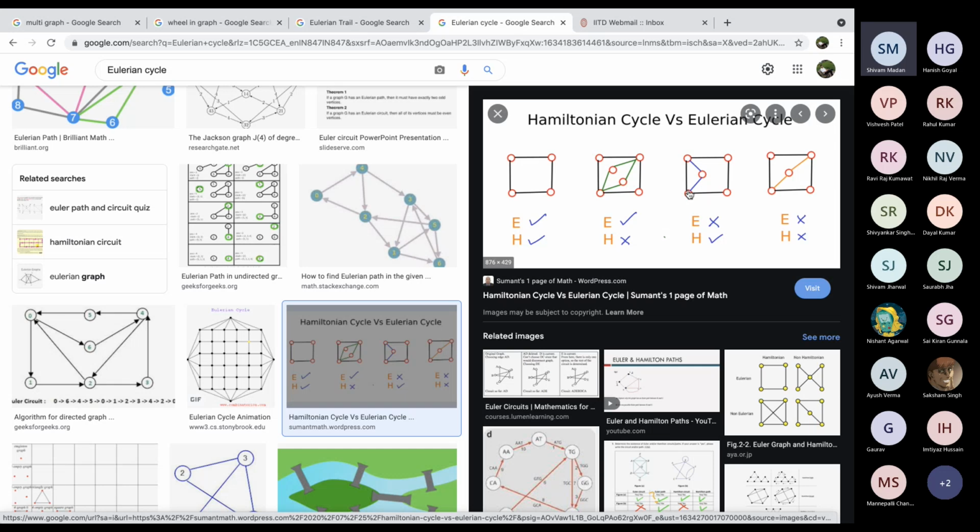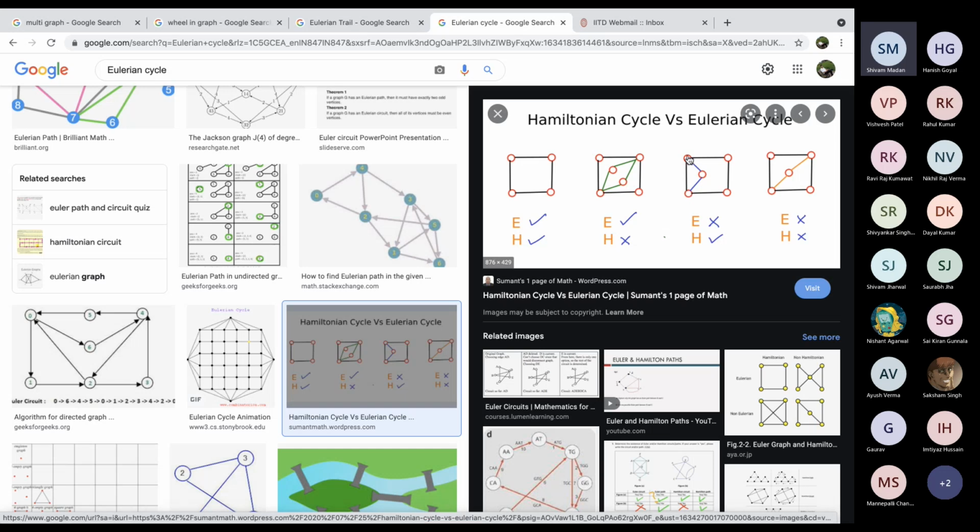You start from here. I started from the top one. No, you start here and finish here, right? The starting point and ending point are not the same. But yeah, this is a good example. This is an Eulerian trail. It is not an Eulerian cycle, but it is an Eulerian trail. Okay, sir. Got it.